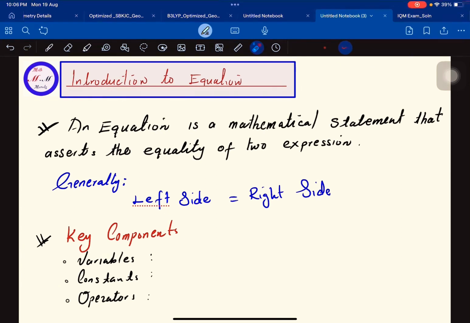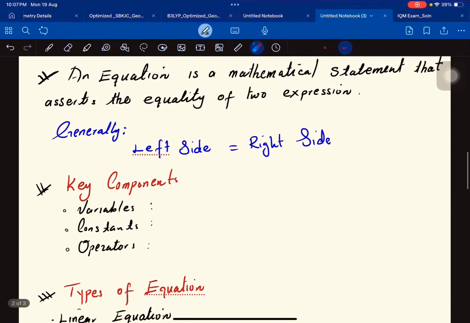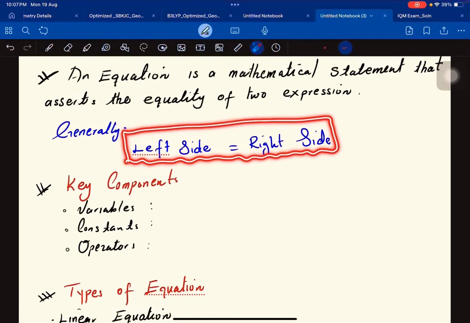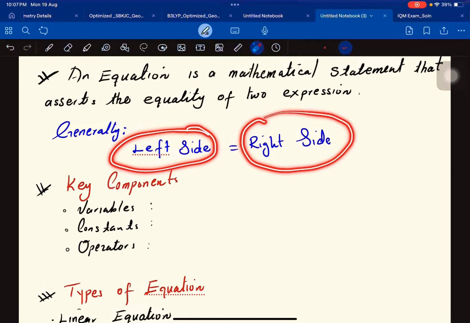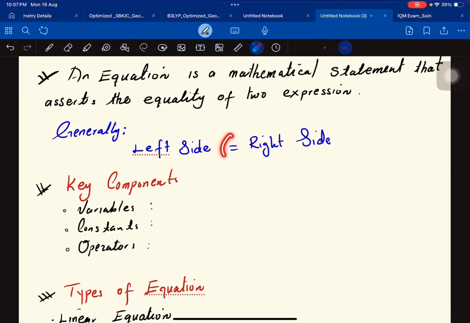An equation is a mathematical expression that asserts equality of two expressions. Now, generally, when we look at the equation, it has to be balanced both left and right, just like how it is here in the general form. This is the general form of any equation. The left side must be equal to the right side, whereas the equal sign here denotes the equality sign.